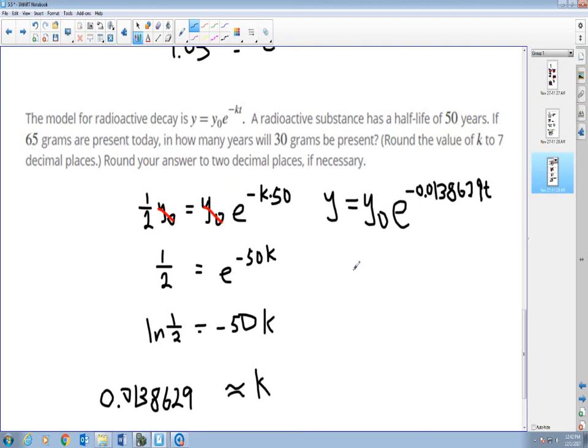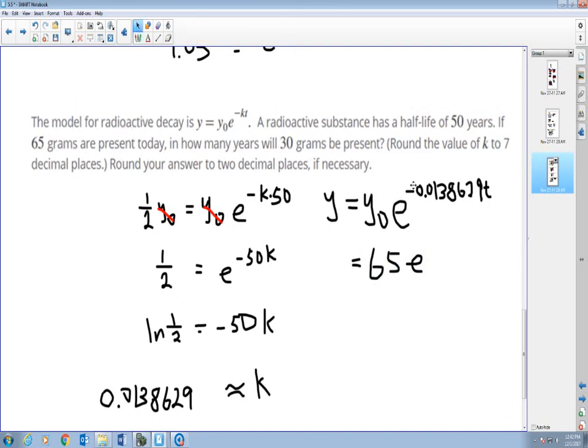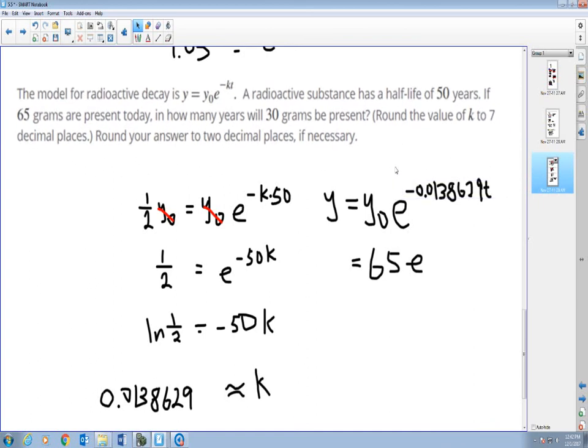If 65 grams are present today, so the initial amount is 65 grams, how many years will it take to go down to 30 grams? So the problem is looking for time. Divide both sides by 65, and take a natural log on both sides. So then I will end up with natural log of 30 over 65.